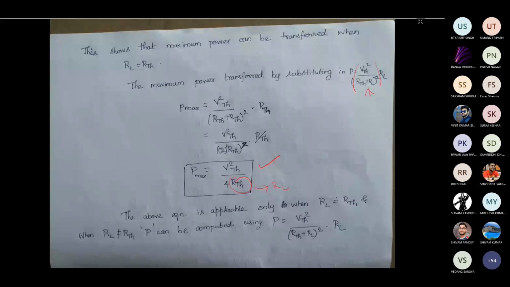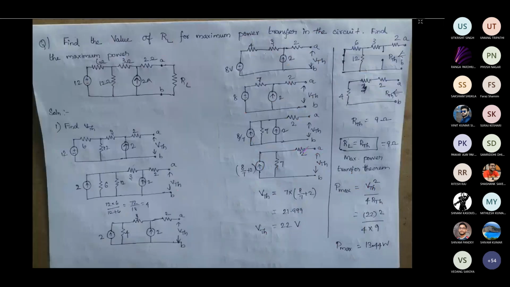So here, the efficiency of the maximum power transfer theorem is only 50%. So this can be used only from a communication perspective, and the same cannot be used from an electrical system or electrical power system perspective. Okay, so let us see this problem.